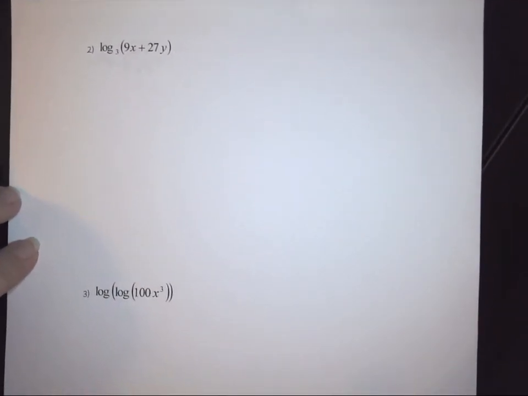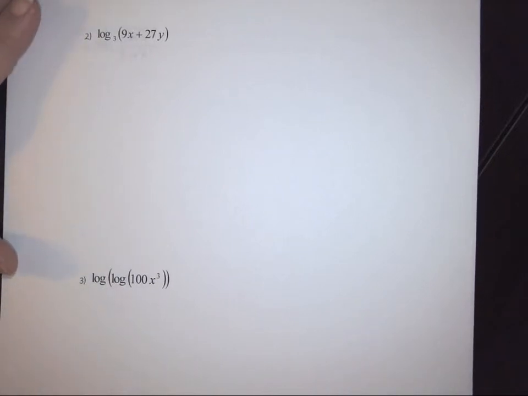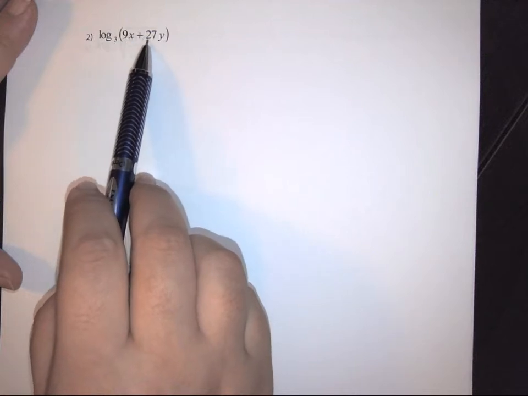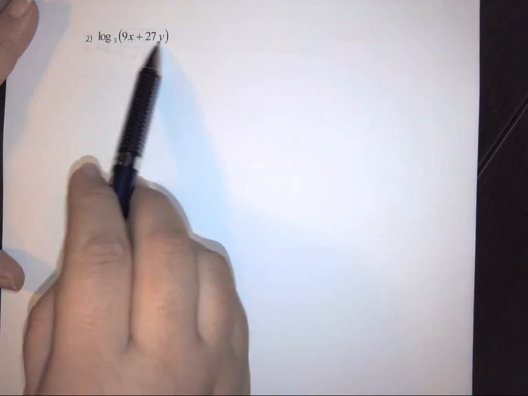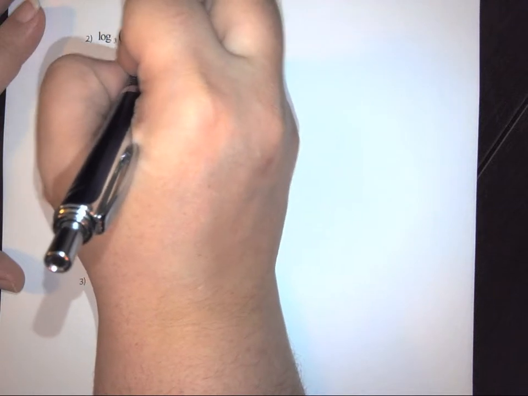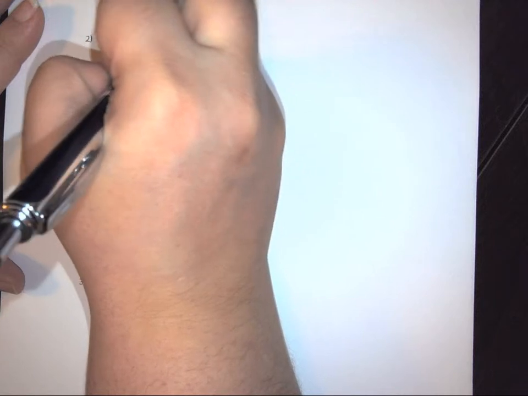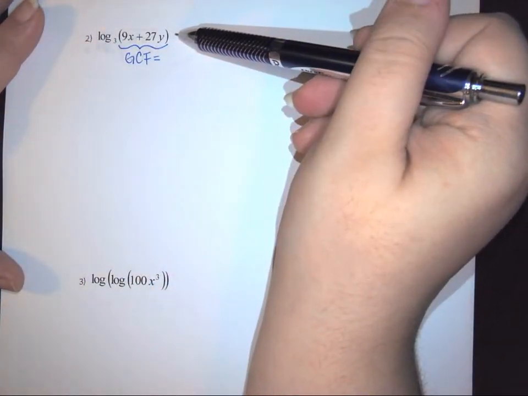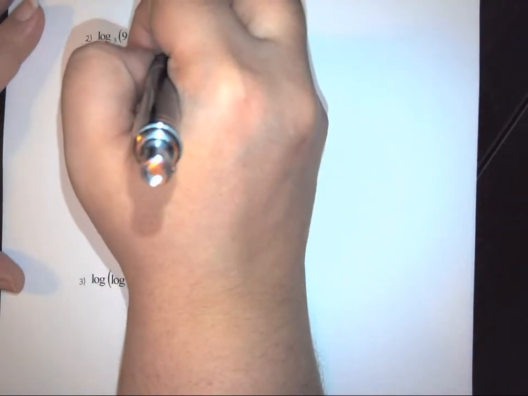Alright, so let's look at another one. Here I have the log base 3 of 9x plus 27y. First, when I look at this first part, I can actually pull out a GCF. I want to identify the greatest common factor, because as it stands in this state, there's nothing I can do to expand that. So I need to find the greatest common factor, which in this case is 9.